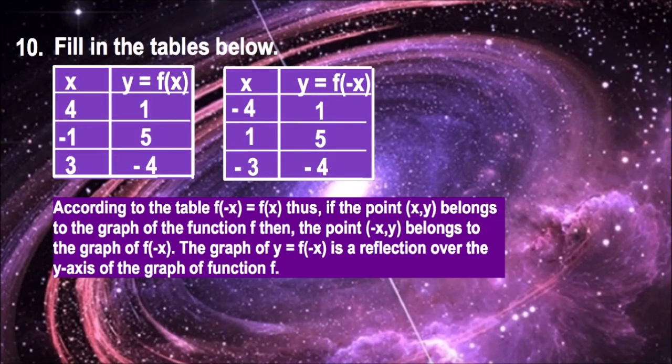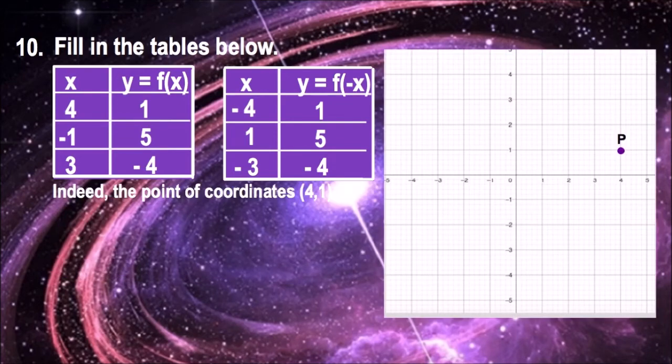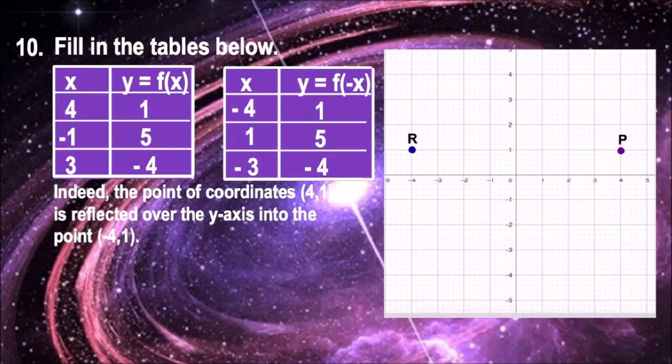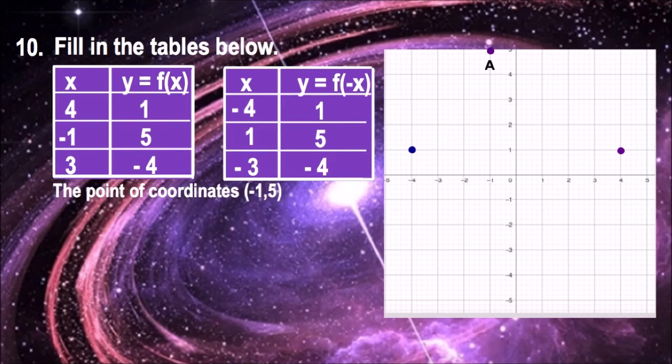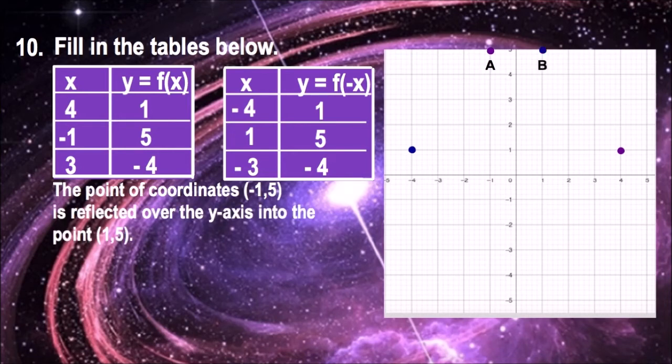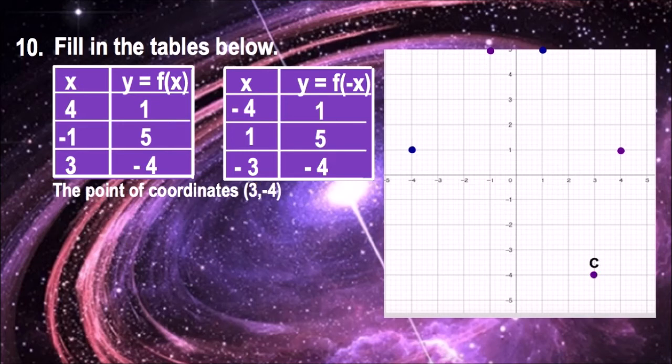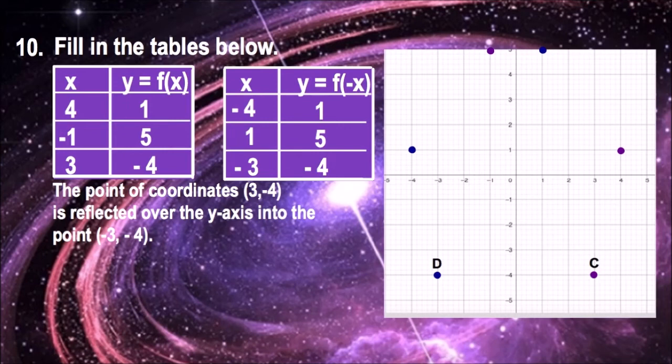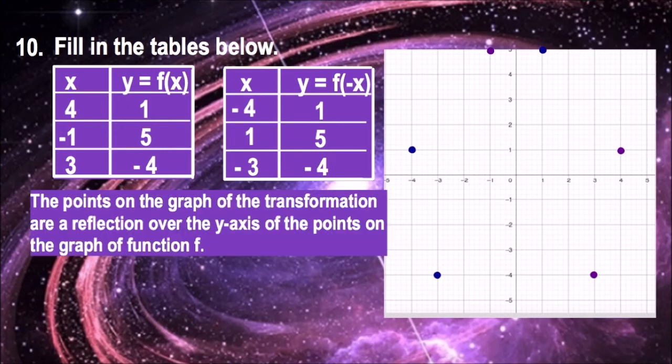The graph of y equals f of negative x is a reflection over the y-axis of the graph of function f. Indeed, the point of coordinates 4, 1 is reflected over the y-axis into the point of coordinates negative 4, 1. The point of coordinates negative 1, 5 is reflected over the y-axis into the point 1, 5. The point of coordinates 3, negative 4 is reflected over the y-axis into the point negative 3, negative 4.